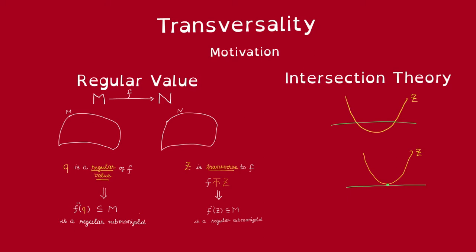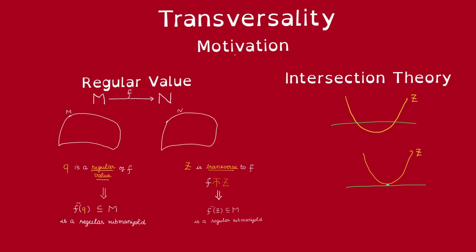We want to talk about a very important notion in manifold theory called transversality. In this video, we're gonna give some motivation for this notion. Now, there are two ways to motivate this. We can think of this as a generalization of regular value, or we can motivate this via certain needs for building intersection theory. So let's start with this regular value angle.